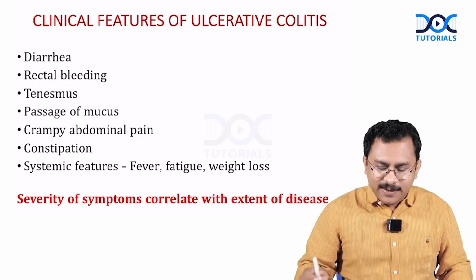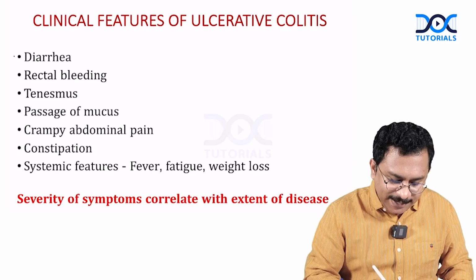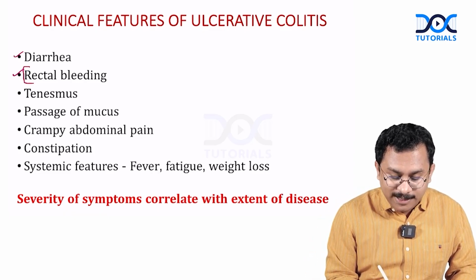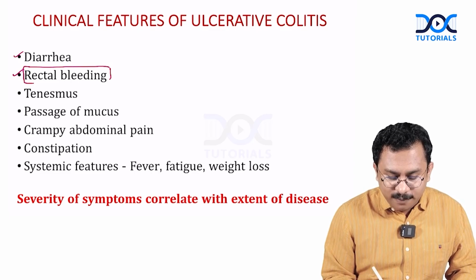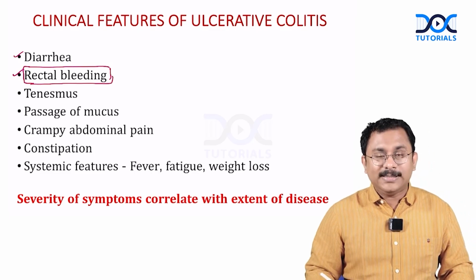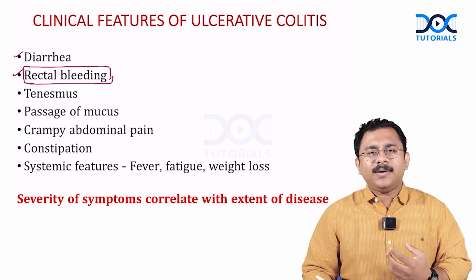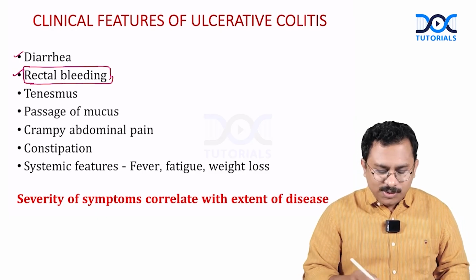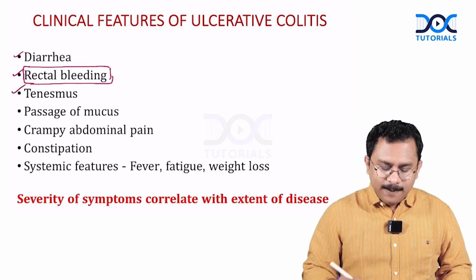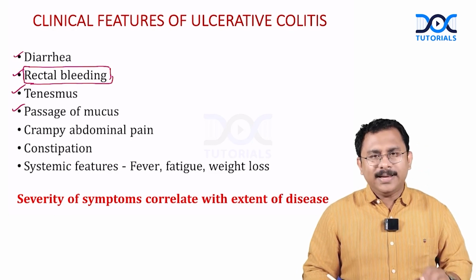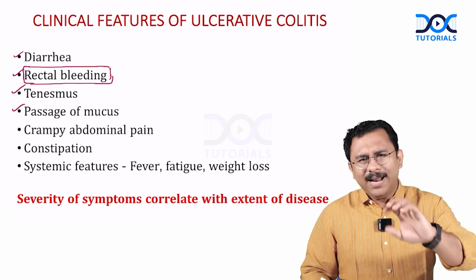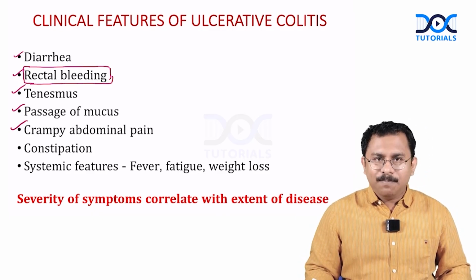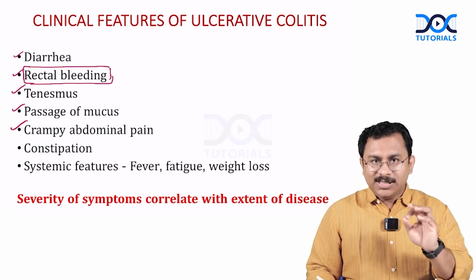So clinical features of ulcerative colitis, the patients can have diarrhea, rectal bleeding, very, very important. Rectal bleeding is an important feature of ulcerative colitis. And you can have that frequent urge to pass stools, even when you do not have stools. So that is called tenesmus. Passage of mucus can be there, sometimes blood alone, sometimes blood with mucus, sometimes mucus alone. Then crampy abdominal pain may be there, and constipation.